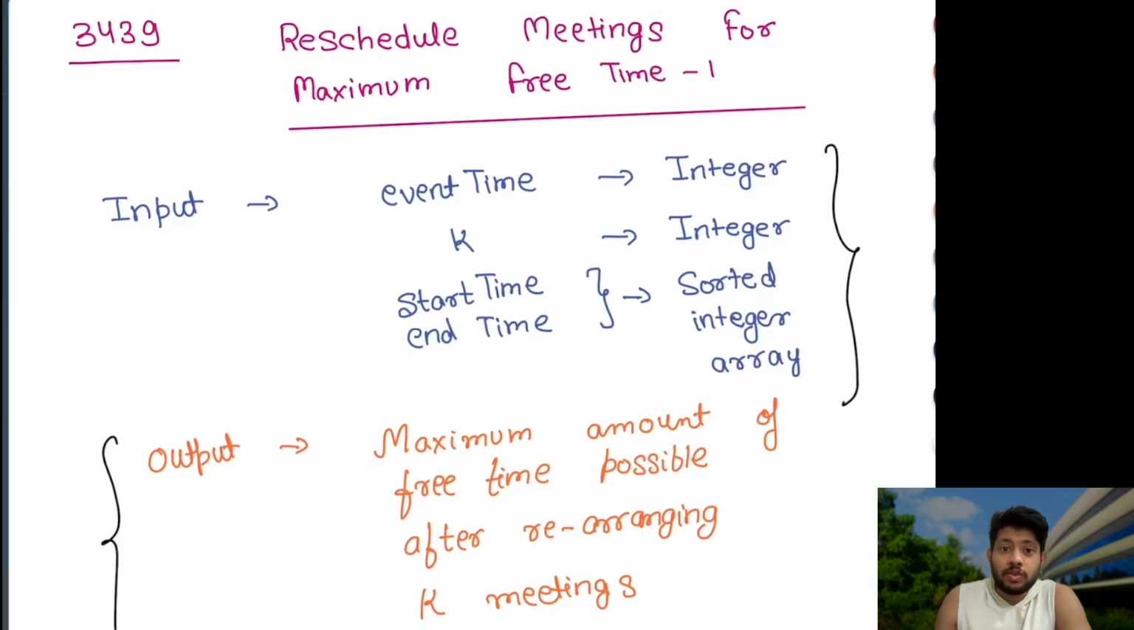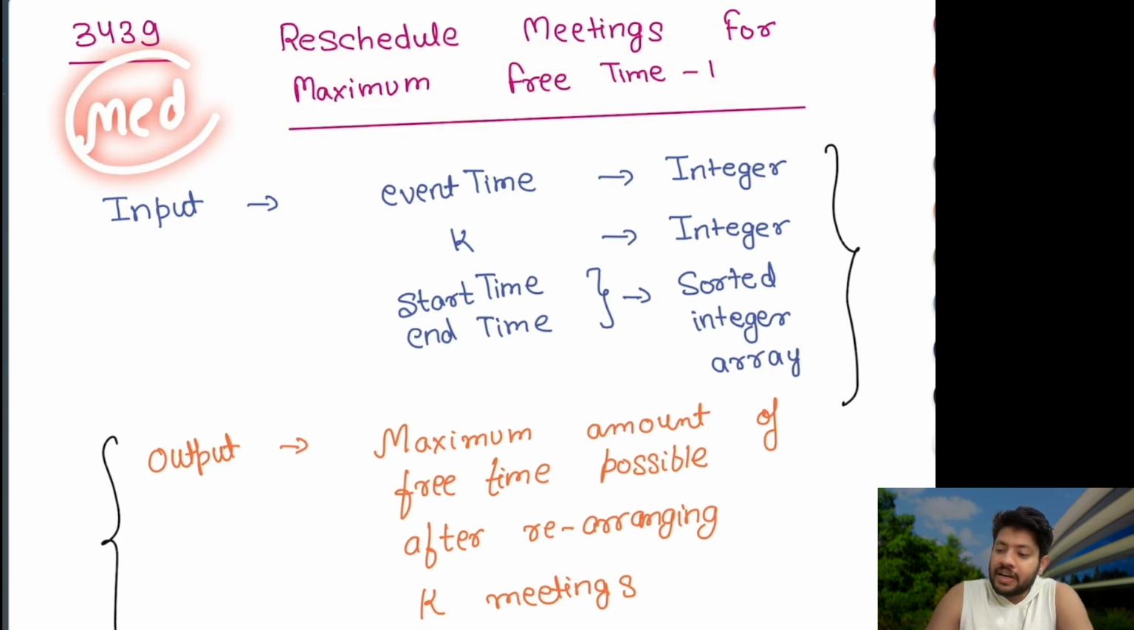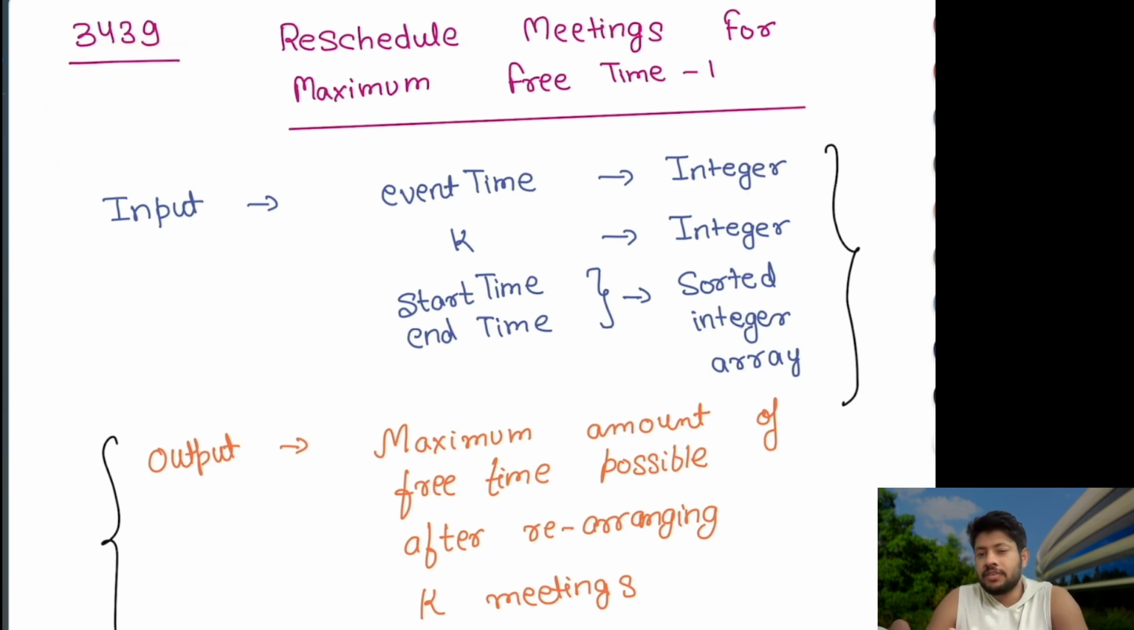In this video, we are going to solve the Leetcode problem of the day, and the problem is Reschedule Meetings for Maximum Free Time Part 1. Now the problem category is medium level, but I would say this problem involves a few easy concepts. You just need to combine those easy concepts and this problem can be solved.